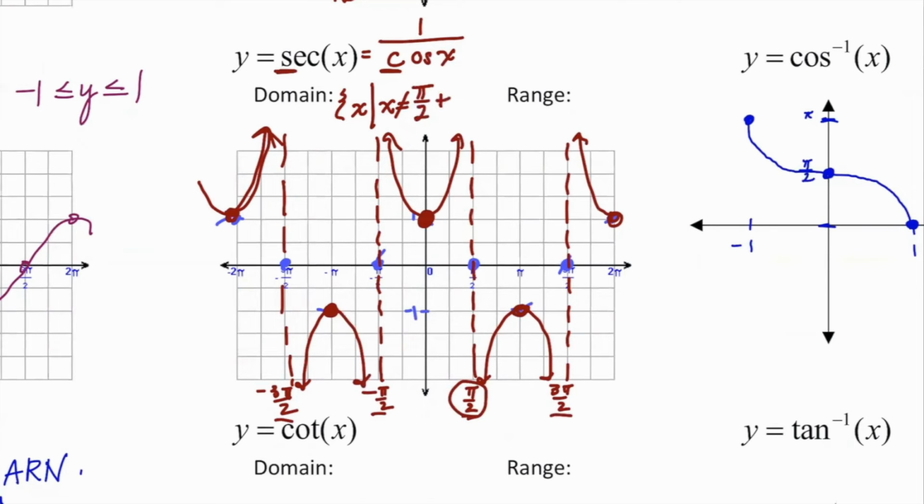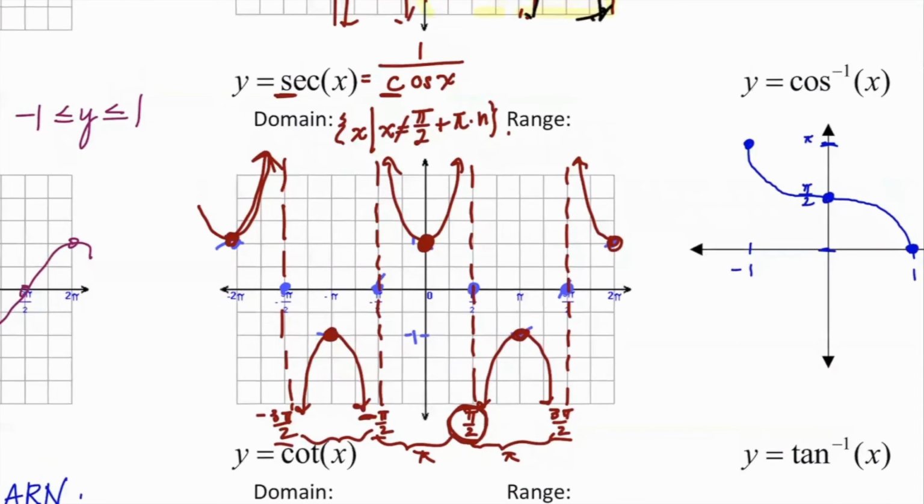Plus, how often are these asymptotes repeating? How far apart are they? They're pi radians apart. Every pi radians from pi over 2 are my asymptotes, so plus pi times n. If you want to start with -pi over 2, that's totally fine. It's up to you. Range is going to be less than or equal to -1, or greater than or equal to 1, or you could write it in interval notation if that's what you prefer. That is secant.